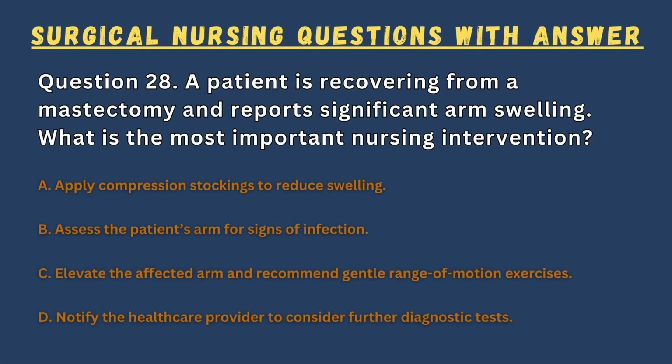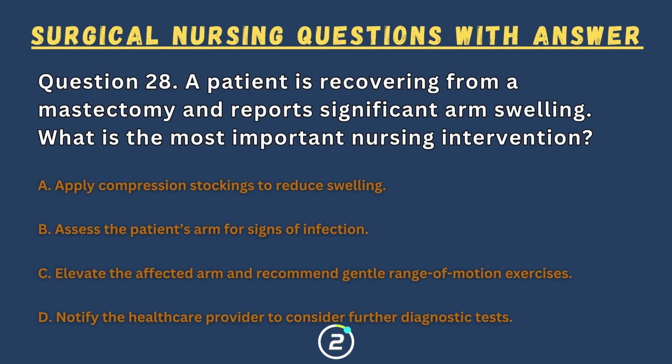Question 28. A patient is recovering from a mastectomy and reports significant arm swelling. What is the most important nursing intervention? A. Apply compression stockings to reduce swelling. B. Assess the patient's arm for signs of infection. C. Elevate the affected arm and recommend gentle range of motion exercises. D. Notify the healthcare provider to consider further diagnostic tests.